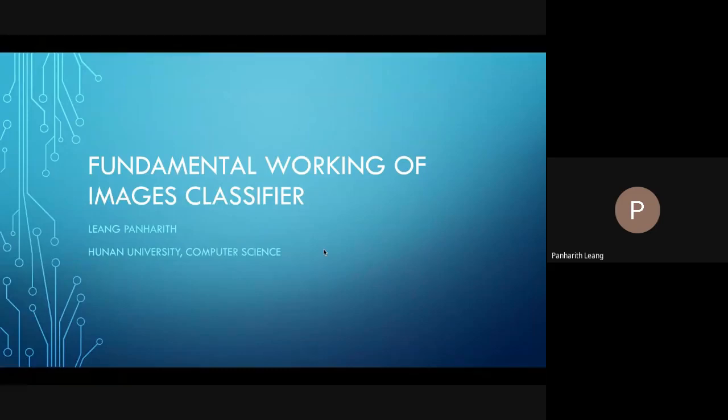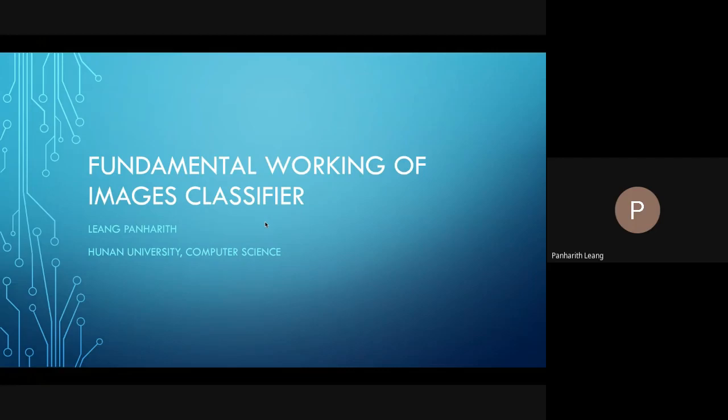Okay, let's start. So, hello everyone. My name is Panharith. I graduated from the MOS department last year from Paragon University, and I'm currently studying for a master's degree in computer science at Hunan University in China. So today, what I'm going to talk about is the fundamental working of an image classifier.